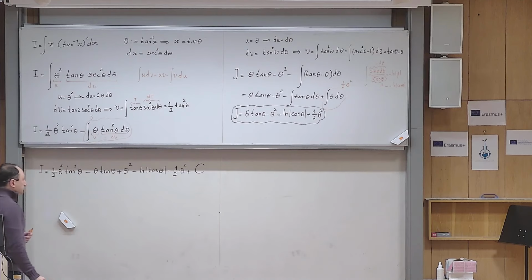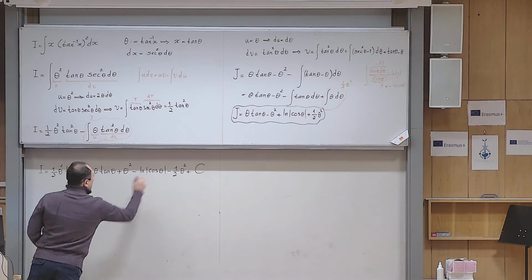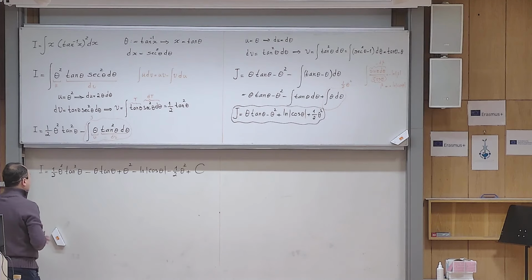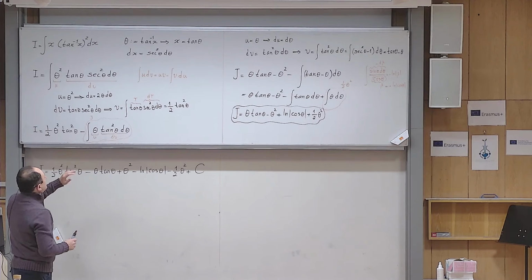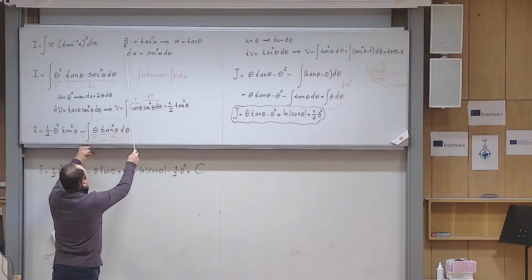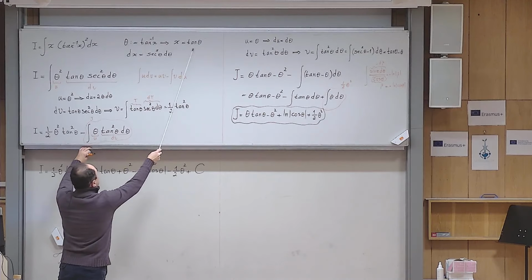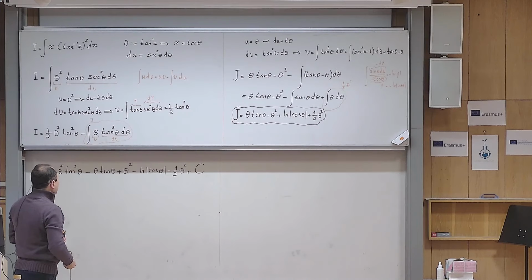So that's my I. But of course I have to switch back to my original variable x, so we would do that as well. So here of course I can simplify, but let us do it a little bit later. So theta and tangent theta doesn't pose any problems, because you see theta is this and x is this. So it is easy to replace theta and tangent theta to the old variable x. But let us do something here.